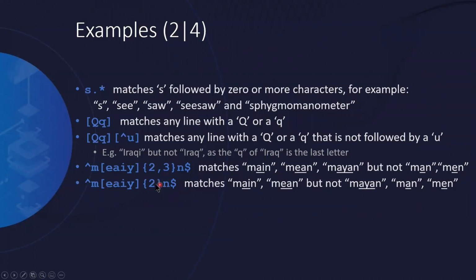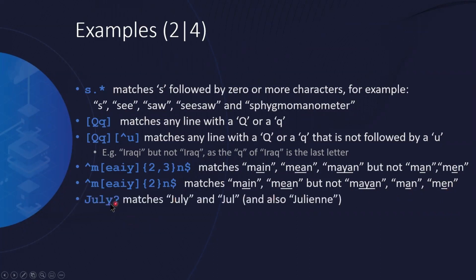Here, I'm asking for it to match an M as the first character, an N as the last character, and exactly 2, any 2 of these, so that it would match main and mean, but not mayan, men, or man.